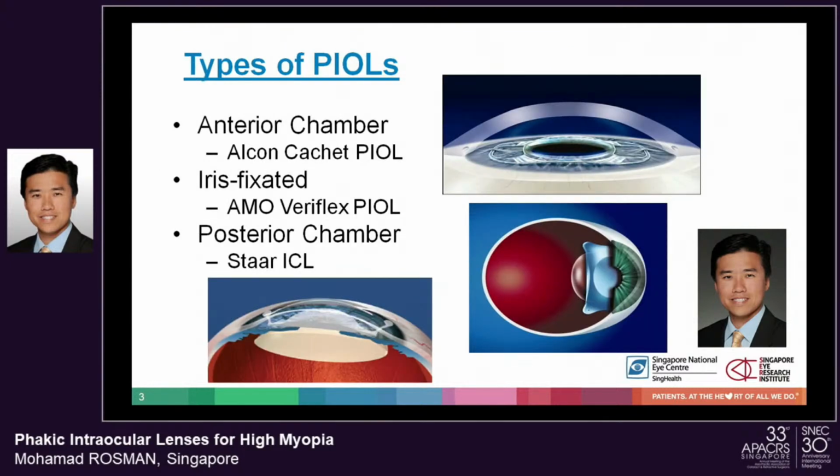There are different types of phakic intraocular lenses, and they are classified based on the location. Anterior chamber, for example, previously the Alcon Cachet lens. Iris fixated, where it's fixated onto the iris, like the AMO Veriflex lens, and the posterior chamber lenses, for example, the Star ICL. So depending on where it's located: in front of the iris, on the iris, or behind the iris.